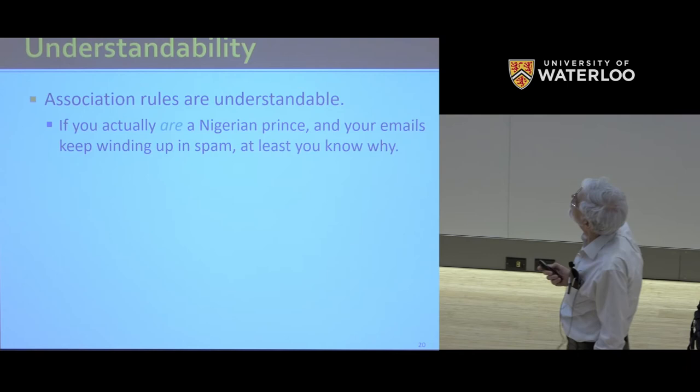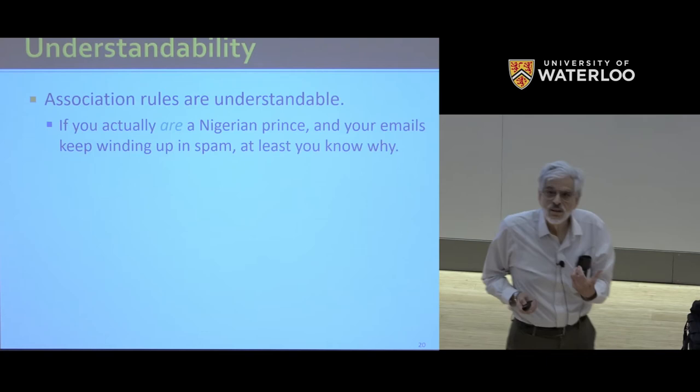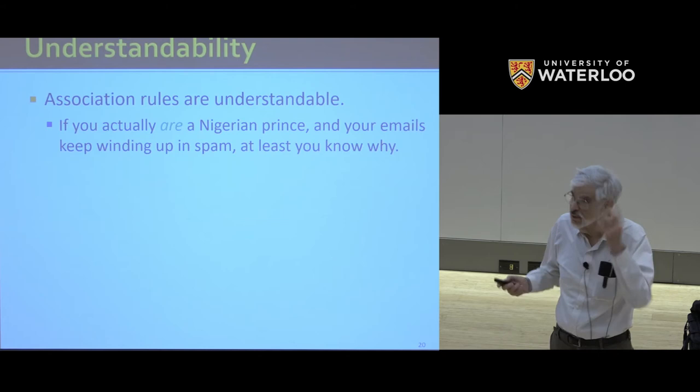But the point is, association rules are understandable. If you're a Nigerian prince and they show you, well, here are the rules we're following, you say, oh, maybe I shouldn't say I'm a Nigerian prince if I want somebody to read my email.